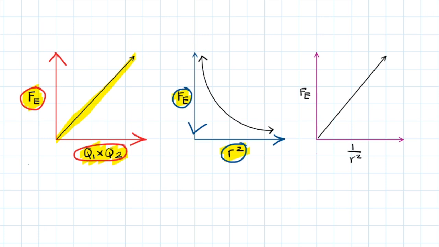The last graph can be a bit tricky to understand. We are showing the relationship between the magnitude of the electrostatic force and 1 over the square of the distance between the charges. We say that according to Coulomb's law, the magnitude of the electrostatic force is inversely proportional to the square of the distance between the two charges. But that means that the electrostatic force is directly proportional to 1 over the square of the distance between the two charges. And that is why in this case we have an increasing linear function that passes through the origin.